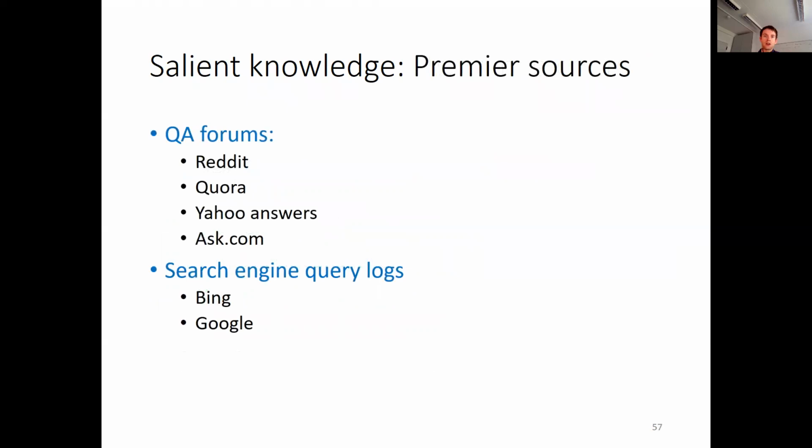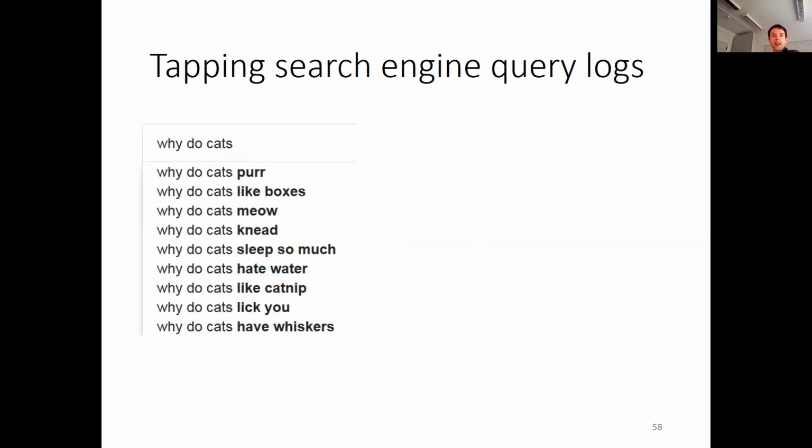And so the idea of Quasimodo is to use primary sources on questions, QA forums like Reddit, Quora, Yahoo Answers, and search engine query logs, in particular Bing and Google. And search engine query logs are normally a well-guarded secret that we don't easily get access to. But the idea of Quasimodo is to get an indirect access via auto-completion.